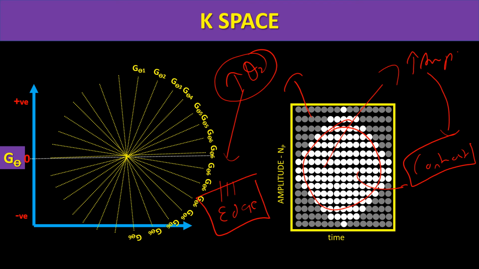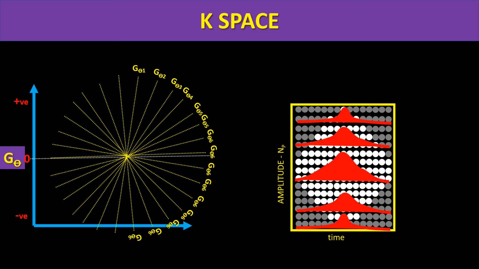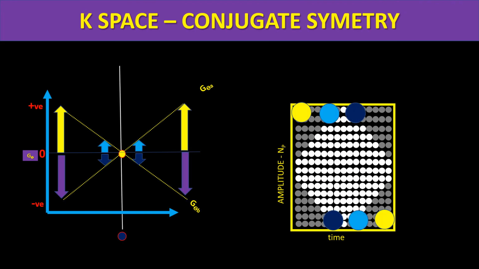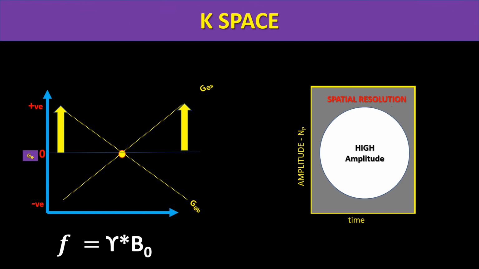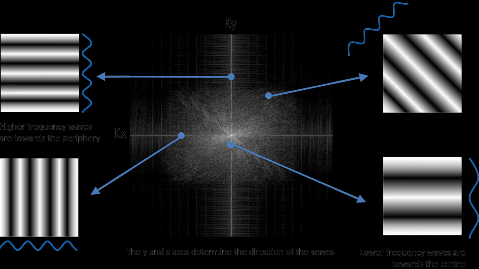So the periphery of the K space gives us better resolution, better two point discrimination or edge resolution, whereas the contrast is better in the center of the K space. What we have studied in this is that the periphery gives better spatial resolution, and the center gives better contrast resolution.